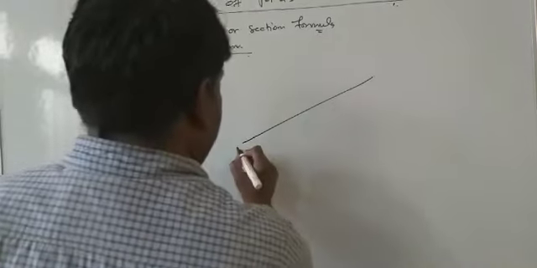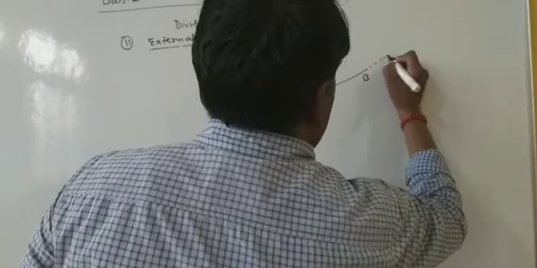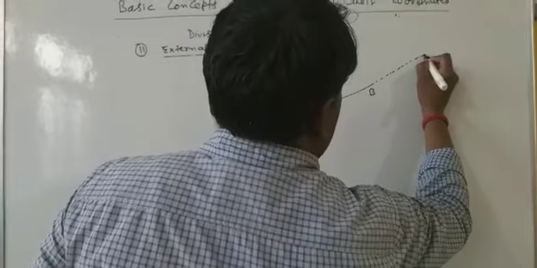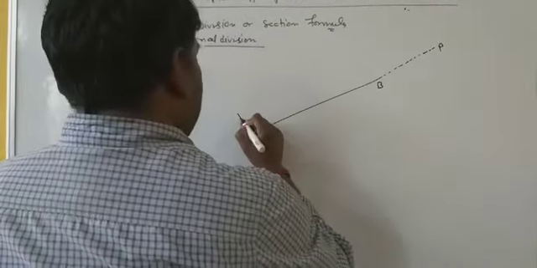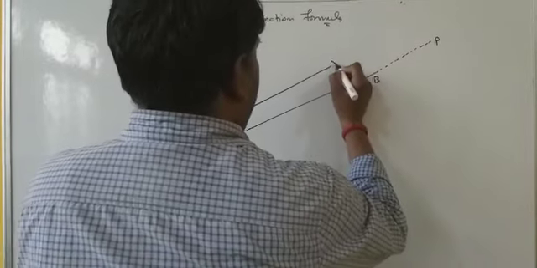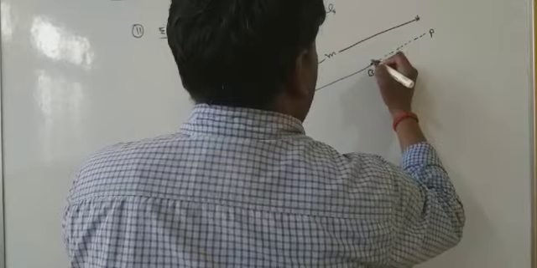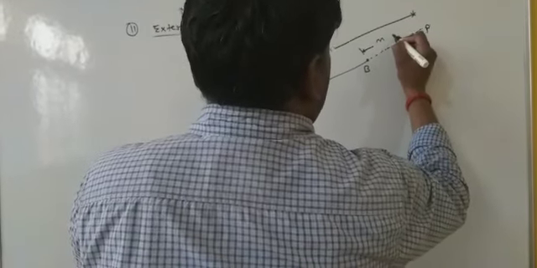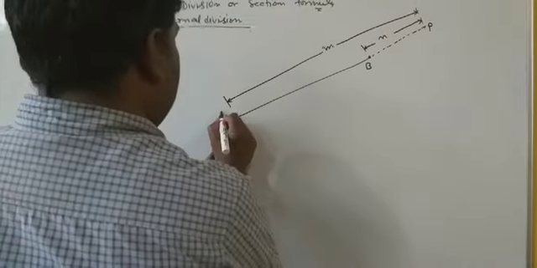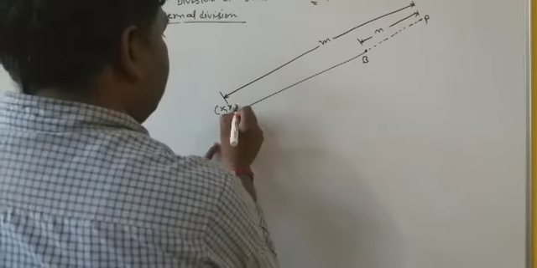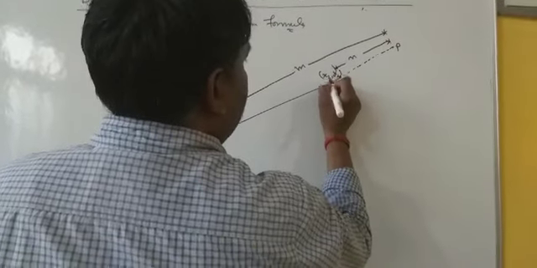Similarly, if there is a line AB and P be a point outside the line, joining. Now let this AP be M, and from here this one is as N. Here the coordinate of this point be x1, y1, and this point be x2, y2.